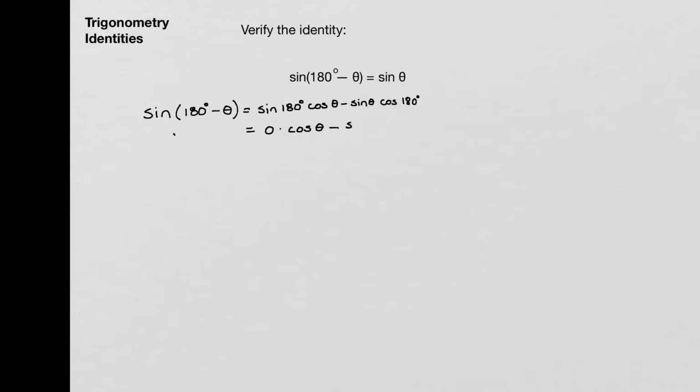And then I have minus sine theta times, and the cosine of 180 degrees is a negative 1. So in my next step, it all gets wrapped up. 0 times cosine is just 0, and a negative sine theta times negative 1 gives me sine theta. And that's the end of that proof.